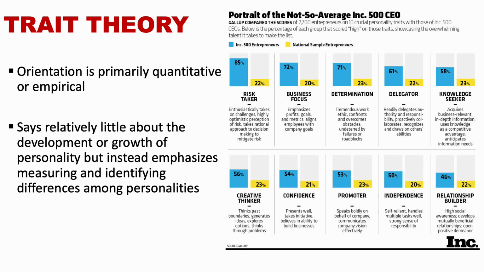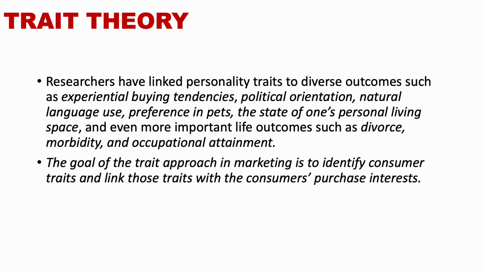But anyway, again, on the right, you see a portrait of the not so average Fortune 500 CEO, and you'll notice that they tend to rank quite high in a lot of different values relative to the average entrepreneur. They tend to be knowledge seekers. They tend to exhibit more determination according to themselves. They tend to have more confidence, more creative thinking, and so on and so forth. I think it's a kind of interesting group of traits. I recommend that you take a look at it. So, trait theory is really awesome.